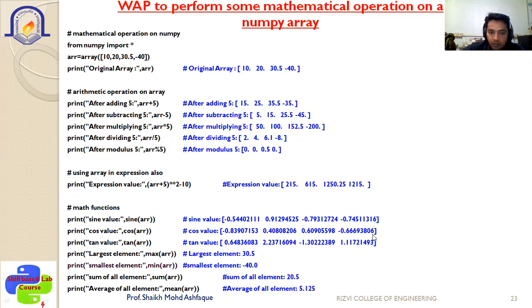Similarly, the cos values to be printed: cos, then arr, the entire cos values of that particular array will be printed. Max arr will give the maximum element of the array. You can see it here, 30.5. Then minimum arr gives the smallest element of the array. Then sum gives the sum of all the elements available inside the array. Then mean basically gives the average of all the elements. So these are some mathematical operations which we can perform here.